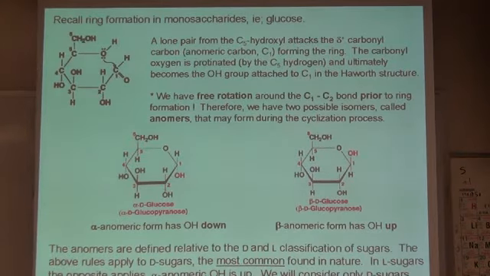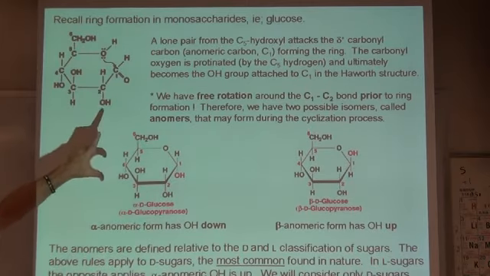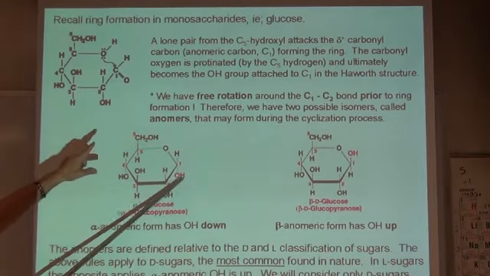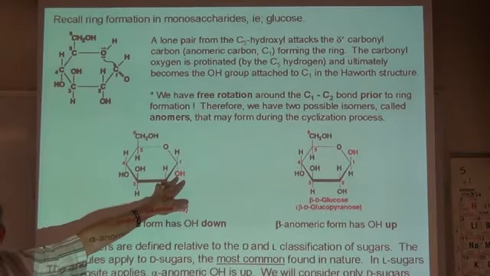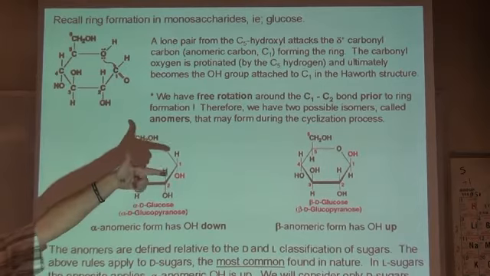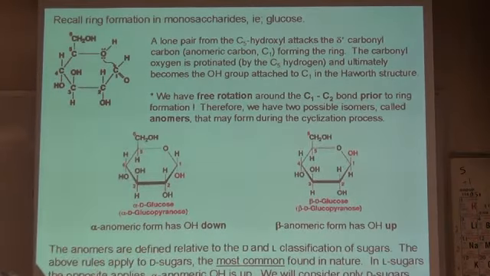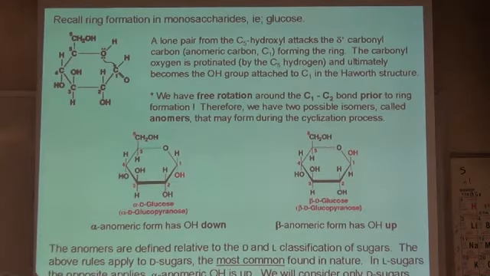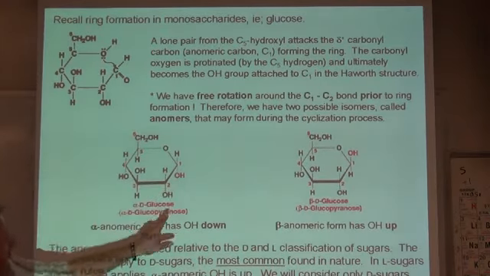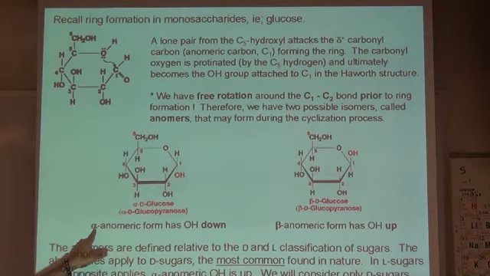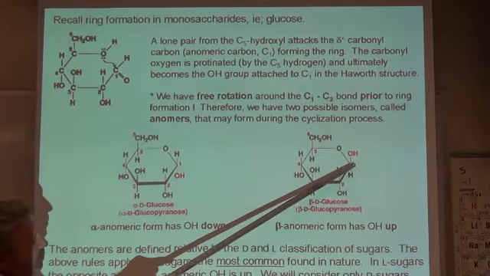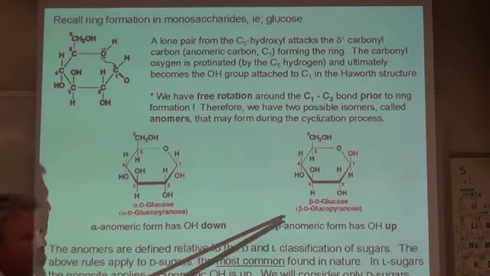Right? Correct? If this oxygen is pointing in the downward direction when the ring closes, the OH will show up down. If the oxygen is pointing up when the ring closes, the OH will be up. If the OH is pointing down, it is the alpha form. If the OH is pointing up, it's the beta.